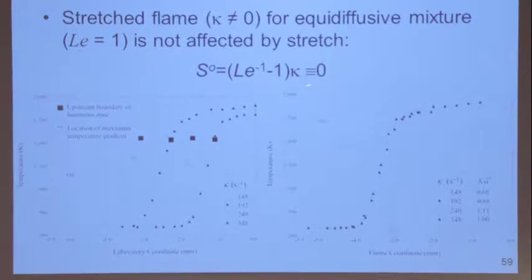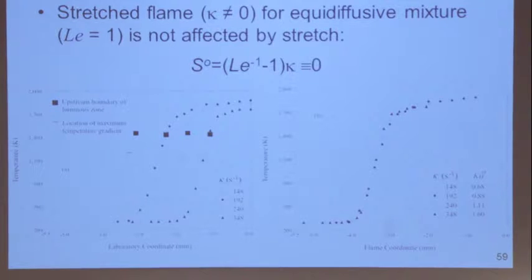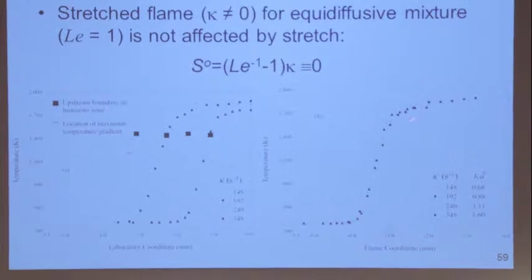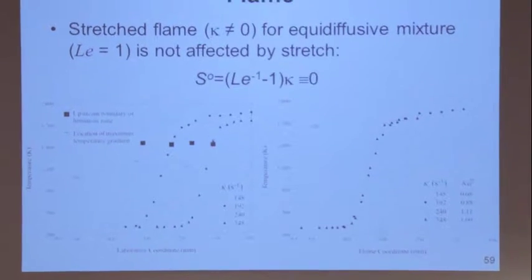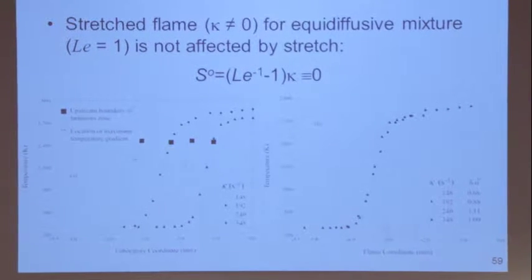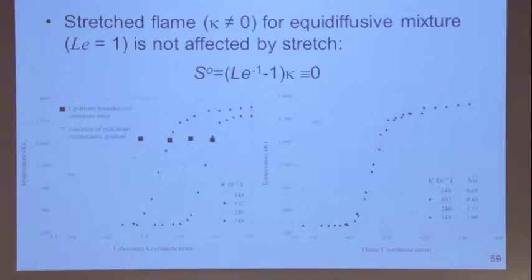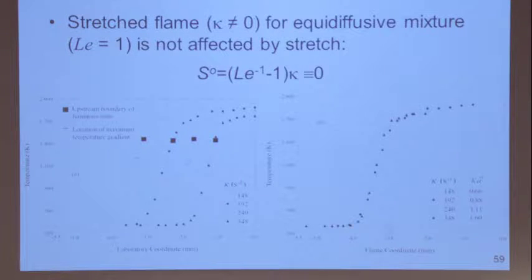However, if I sit on the flame, then they collapse into the same profile. Because if you stretch it, the flame moves. You stretch it, it moves. But if you just sit on the flame, collapse it, then it's the same flame. Okay? This is the Lewis number equal to 1 flame. So it shows that the flame structure really doesn't change when you try to stretch it, if it's Lewis number equal to 1. Adiabatic, okay? Remember, Lewis number equal to 1 is an adiabatic system.